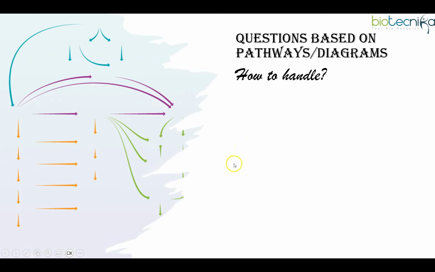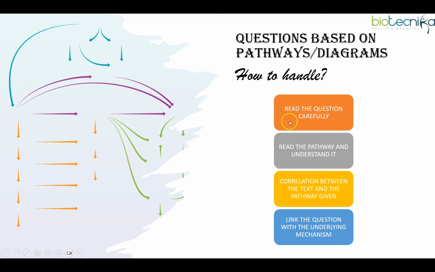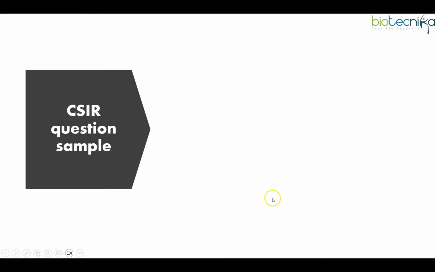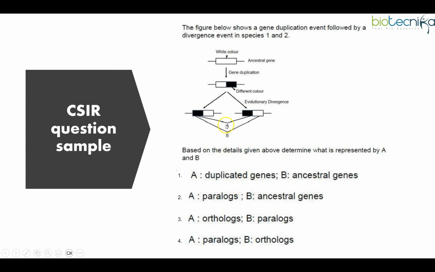Alright. Next are the questions which are based on pathways and diagrams. How to handle such kind of questions? Again, you have to read the question properly, and you have to read the pathway and understand it, like what components are given in the pathway. Follow all the arrows properly, because you have this arrow symbol, and you have the inhibition signal, right? So you have to follow the pathway properly and correlate the text and the pathway which is given. Again, try to link the question and find out what they are exactly asking. Here is a sample question.